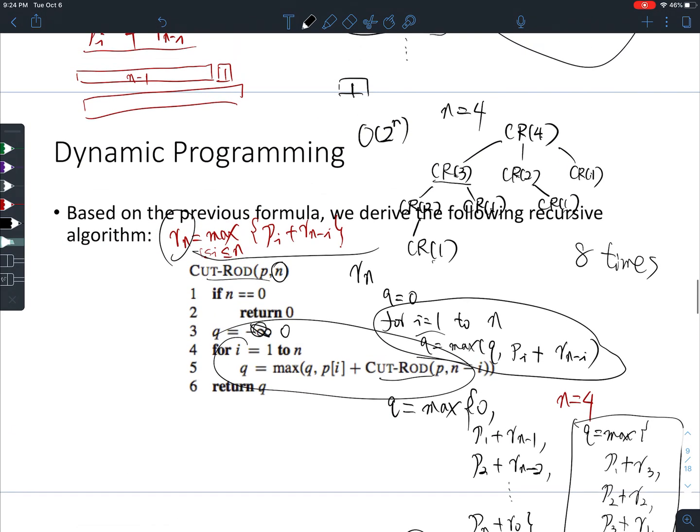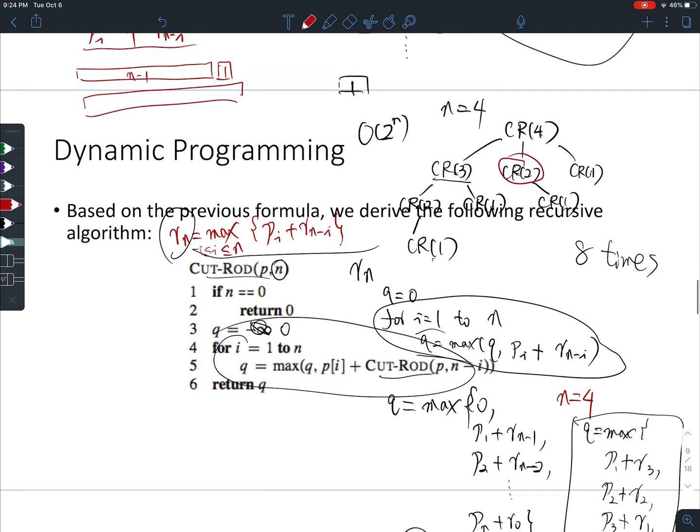Here, what we say is that the problem of such high complexity is because we repeatedly solve the same problem multiple times. Look at CR2, we solve the same problem twice, and we solve the problem of CR1 4 times.